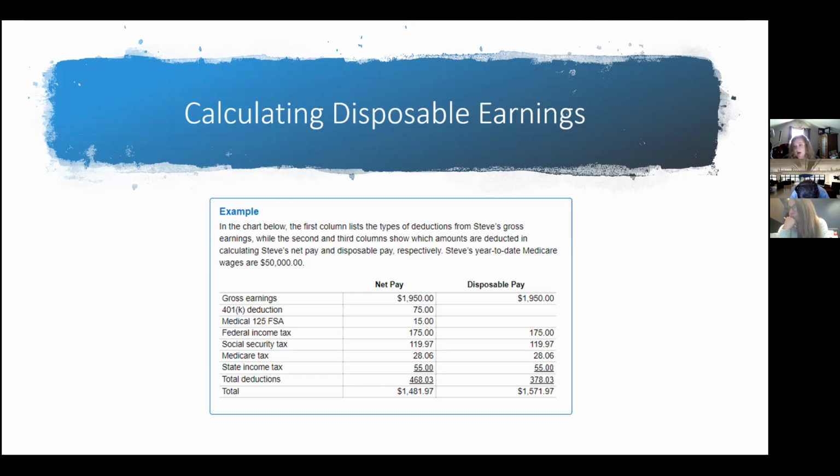401k is not going to come out when you're calculating his disposable earnings. That's not required by law. Same with the FSA deduction. On the other hand, income tax is required by law, so that is going to come out when determining his disposable pay. That includes all of the taxes: federal, Social Security, Medicare, and state. Also, if there were any locals or anything like that, those would also be taken into account when calculating disposable earnings or disposable pay. Okay. Does everybody understand the difference between disposable earnings and net pay? Cool.